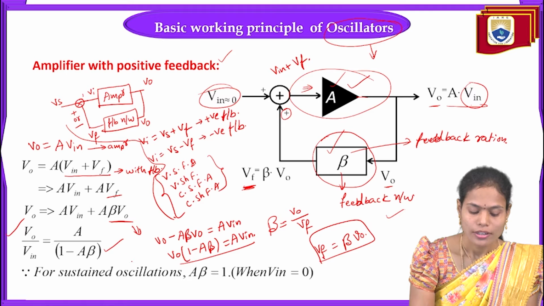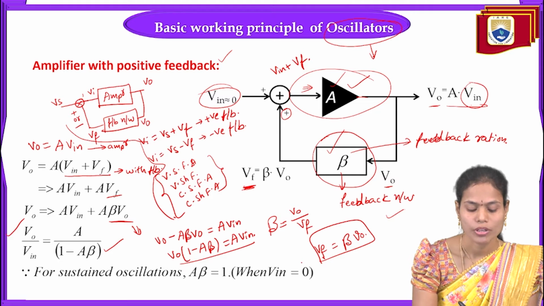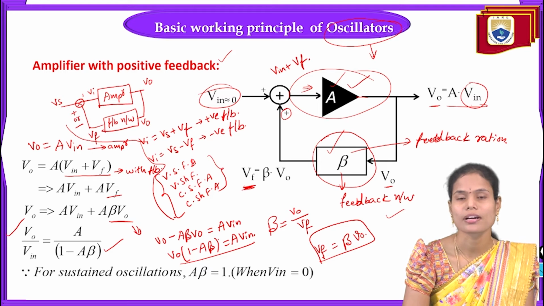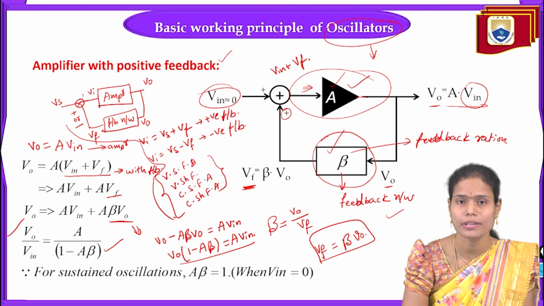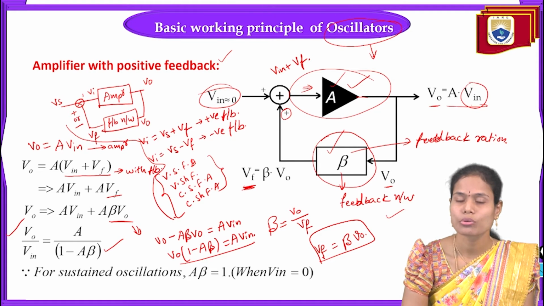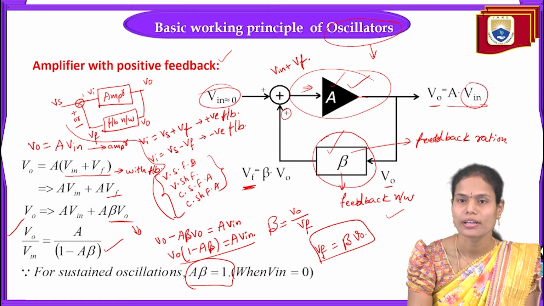Whenever our input voltage is equal to 0, at that time we need to get the A beta value as 1, so that we are able to get sustained oscillations. What is meant by sustained oscillations here? Sustained oscillations means a stable amplitude as well as a stable frequency signal from the oscillator circuit, that is, without increment or decrement in the amplitude and without any variation in the frequency of the signal. How can we achieve that? When we maintain the open loop gain value as 1 and maintain the input signal as 0.